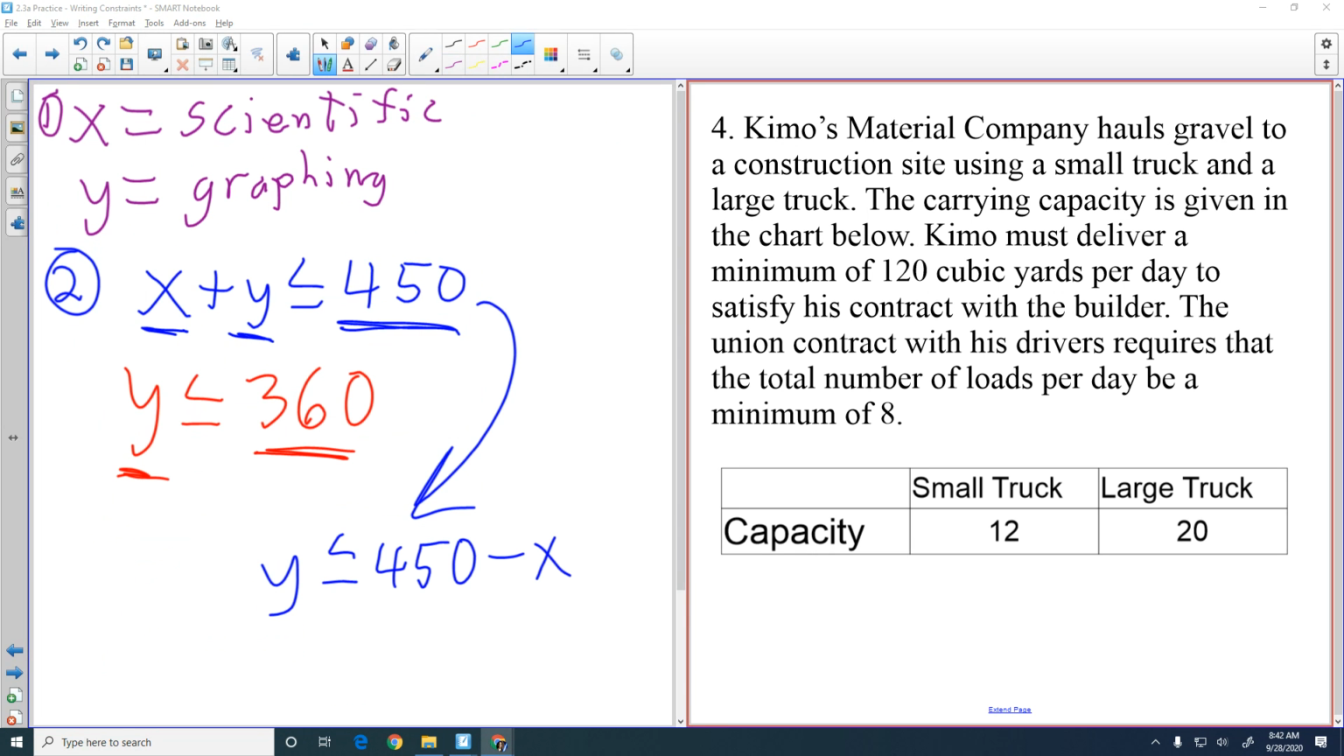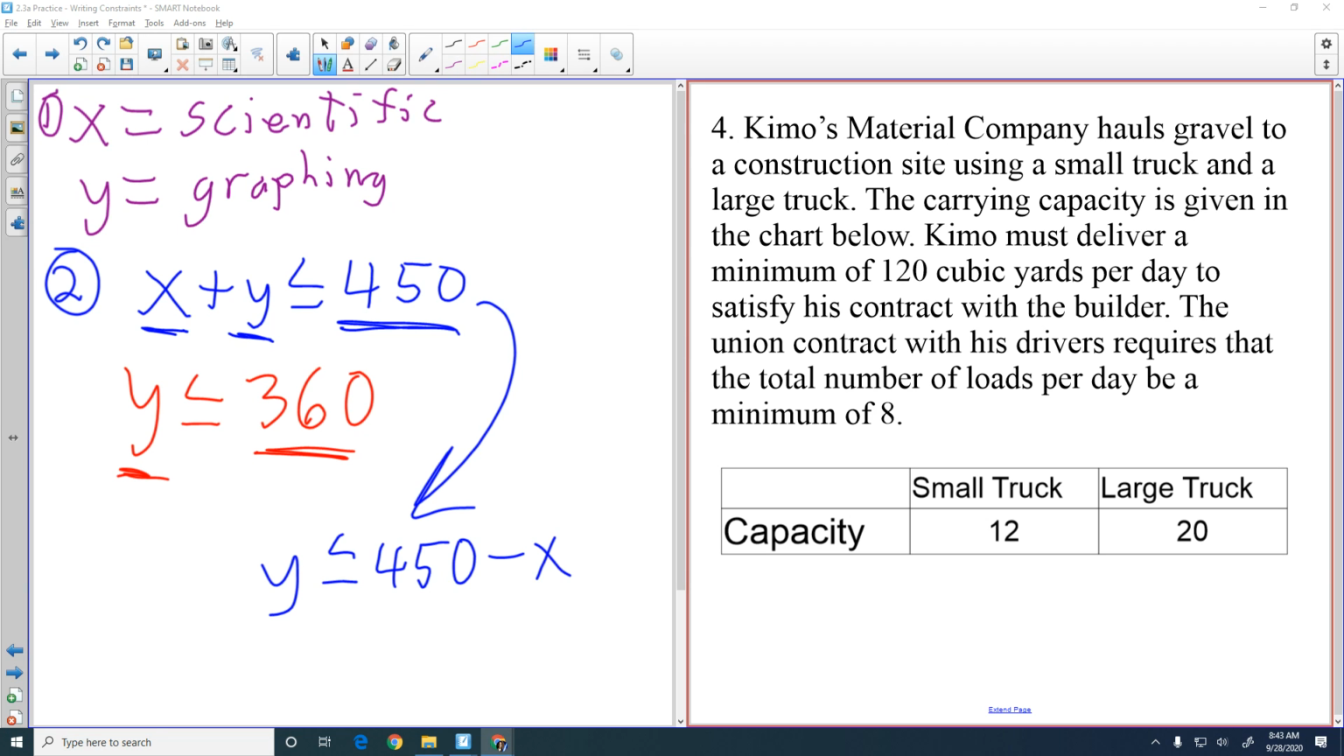All right, so number 4 says Chemo's material company hauls gravel to a construction site using a small truck and a large truck. The carrying capacity, so how much each type of truck can load or hold, is given in that chart below. And Chemo must deliver a minimum of 120 cubic yards each day to satisfy his contract with that builder. And the union contract with his drivers requires that the total number of loads each day be a minimum of 8.